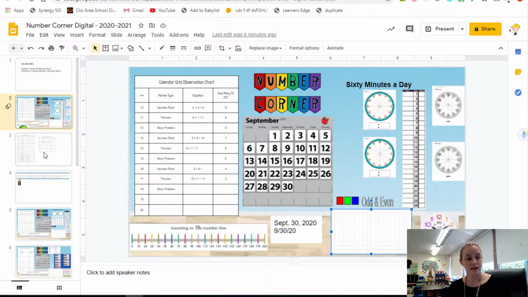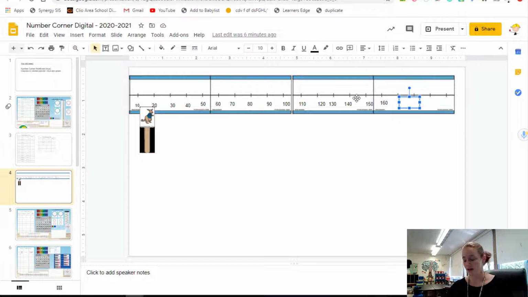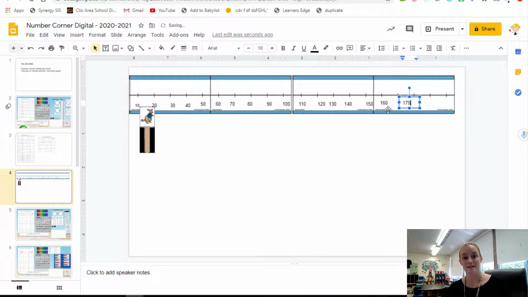All right, let's go ahead and look at our counting by tens and add in another 10 for today, for the days that we've been in school. So let's count by tens, everybody. Count with me. 10, 20, 30, 40, 50, 60, 70, 80, 90, 100. That's a century, remember. 110, 120, 130, 140, 150, 160. So what is today? Today's the 17th day, so it should be 170.